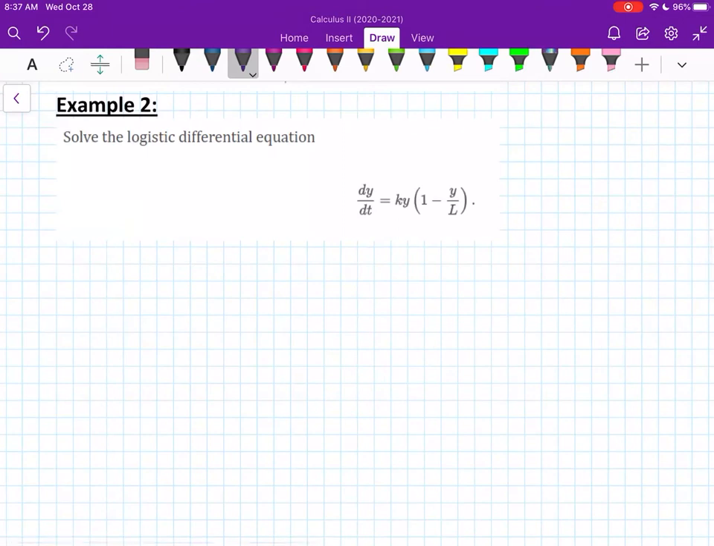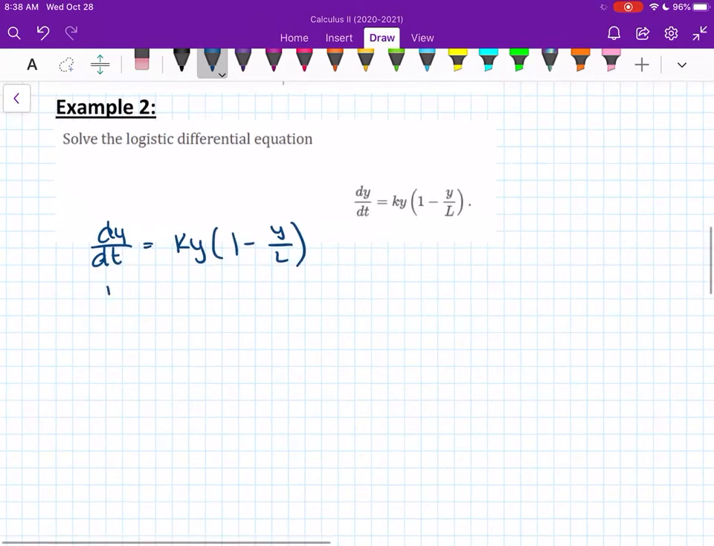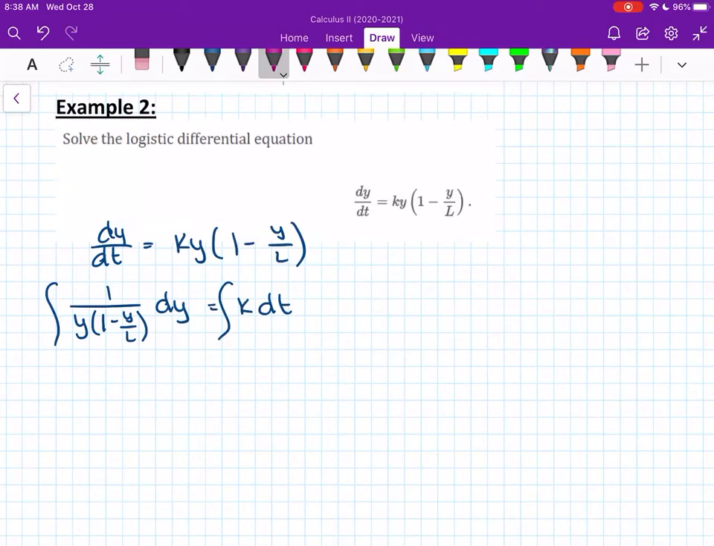Okay, example 2. We're going to solve this logistic differential equation and find the general solution to it. My equation is dy/dt equals ky times 1 minus y over L. I'm going to do my separation of variables. So I get 1 over y times 1 minus y over L dy equals k dt. Go ahead and integrate both sides. Now we're going to use our good old friend partial fractions to see if we can make that left-hand side simpler.